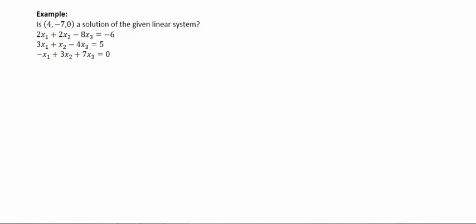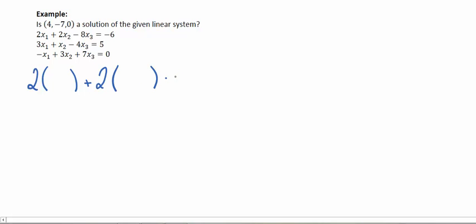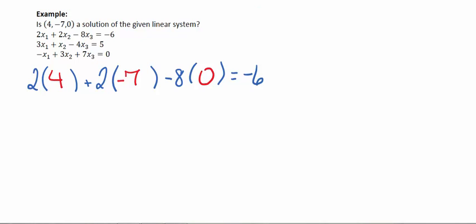So for example, is (4, -7, 0) a solution of this given linear system? Well, let's see. We have 2x1 plus 2x2 minus 8x3 is equal to -6. So the idea here, we should substitute this given point in for x1, x2, x3. So 4 is x1, -7 is x2, and 0 is x3. And now we just need to see if this gives us a true statement.